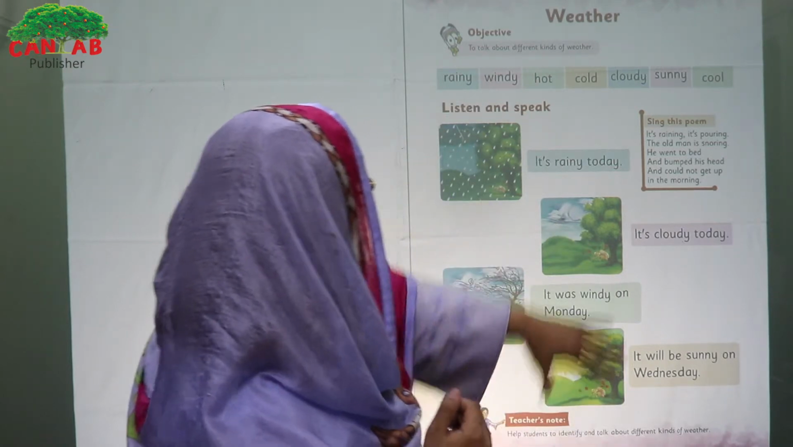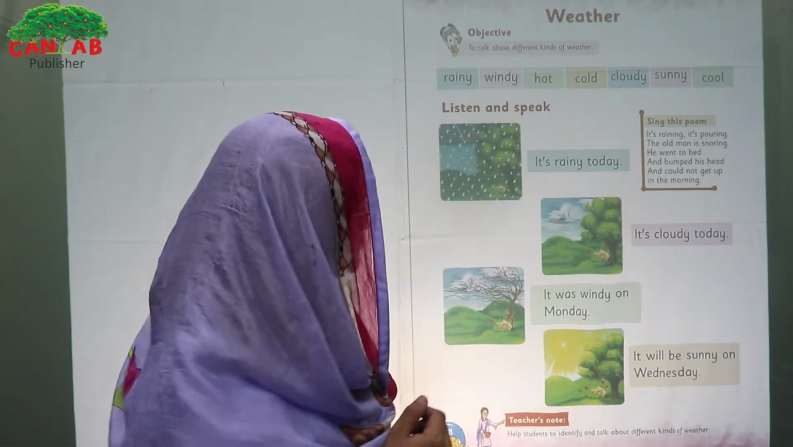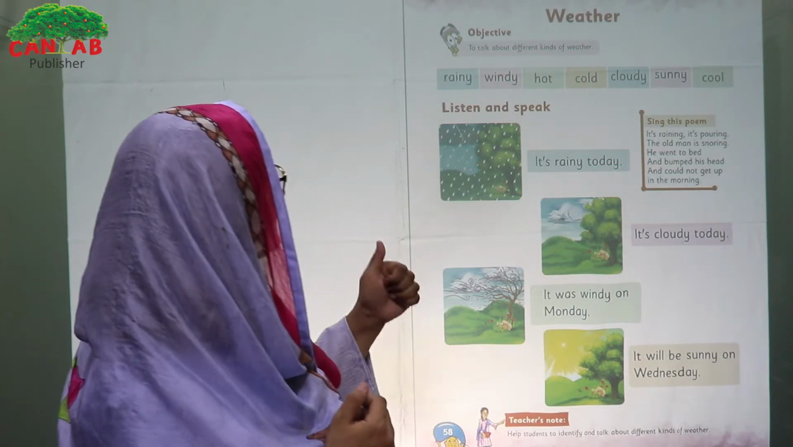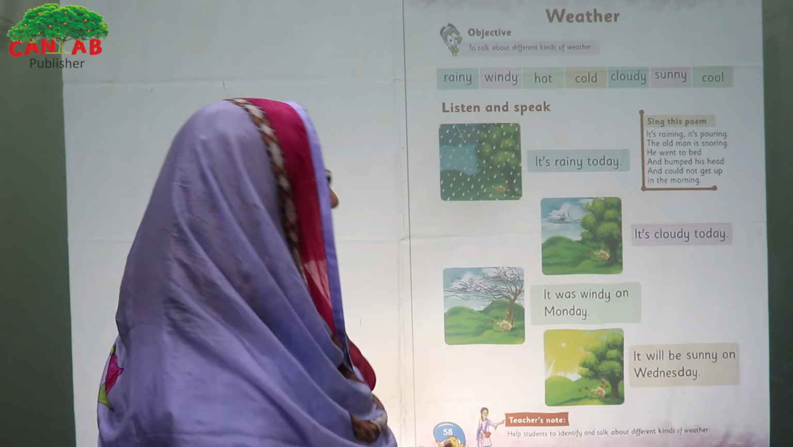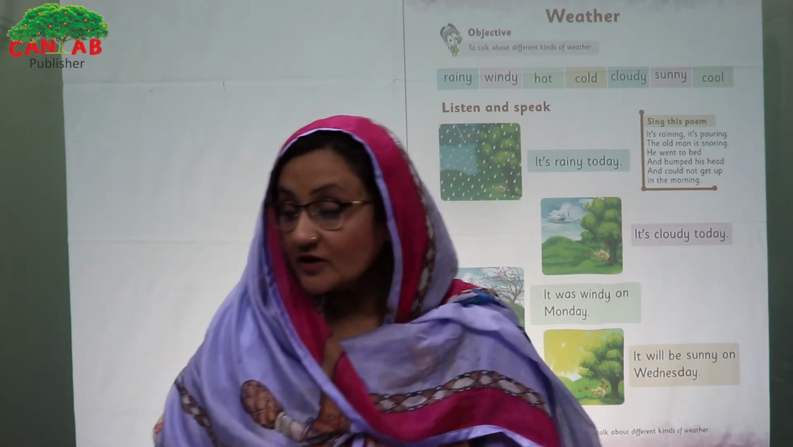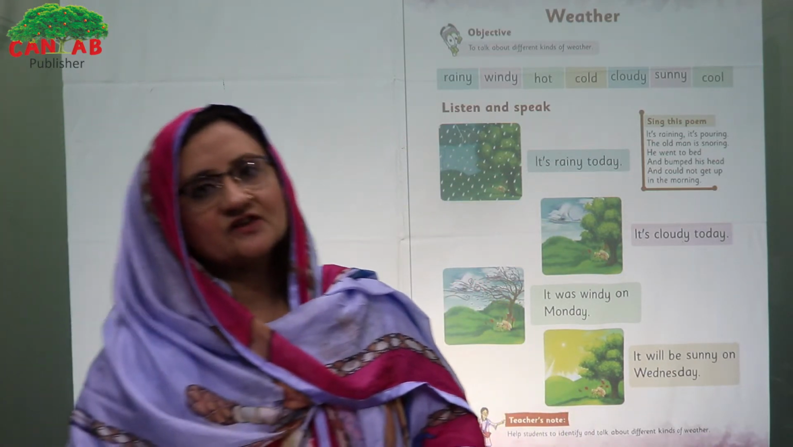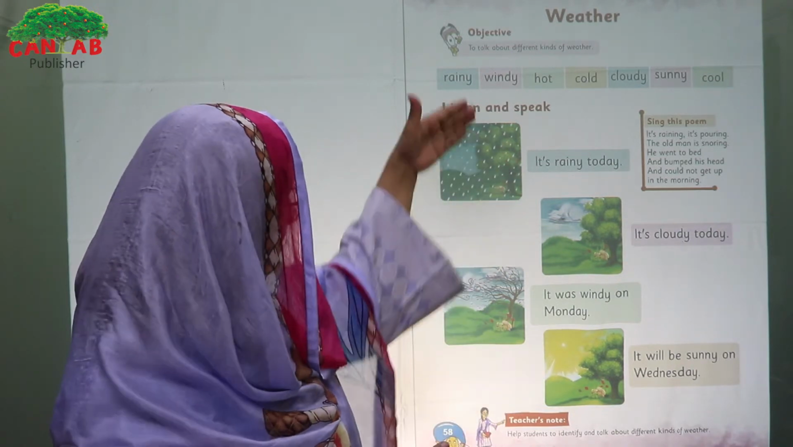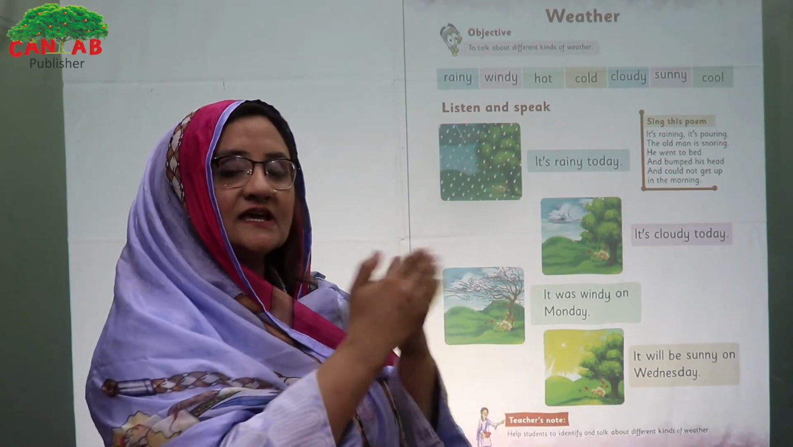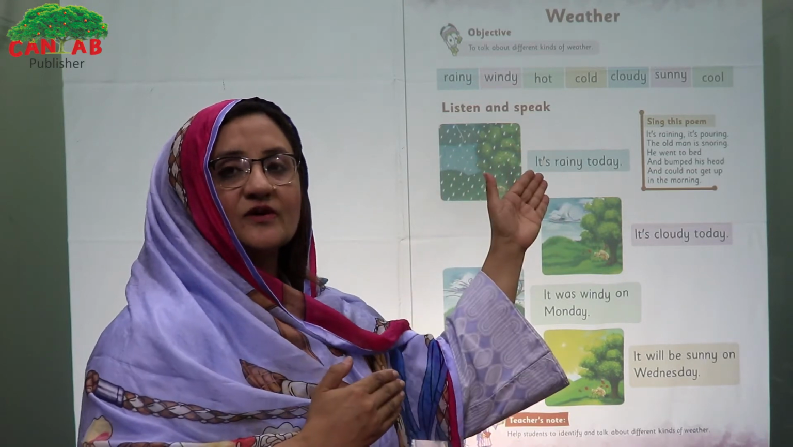In this way, you can involve the students and ensure that they have got the concept clear about different kinds of weather. For homework, you can give them flashcards, or you can give them a worksheet having all kinds of weather conditions, and they have to write down the names of the weather there.